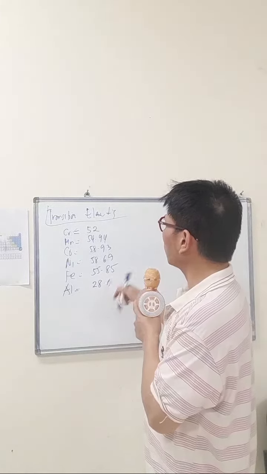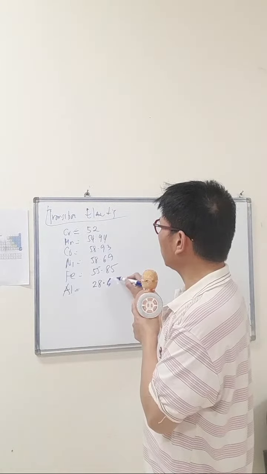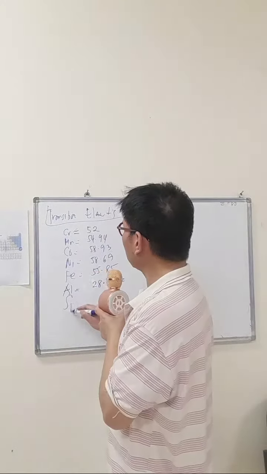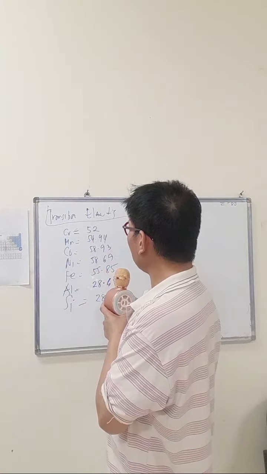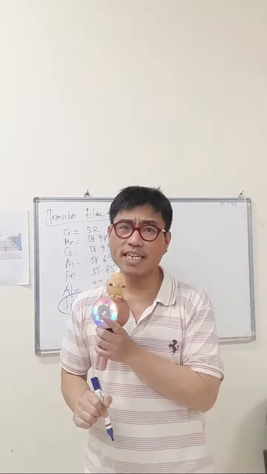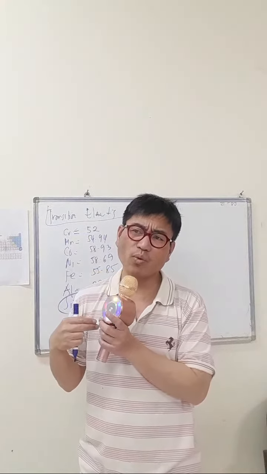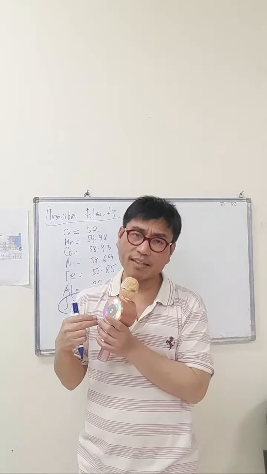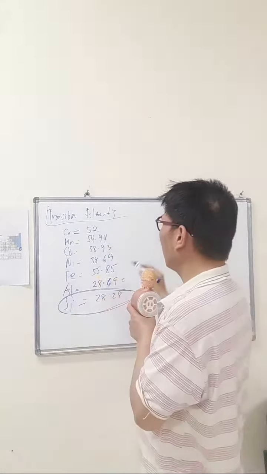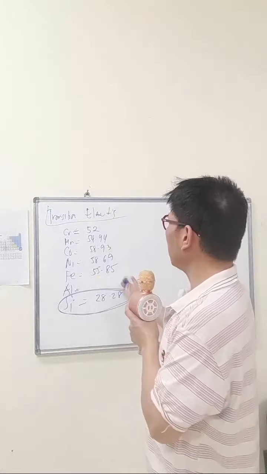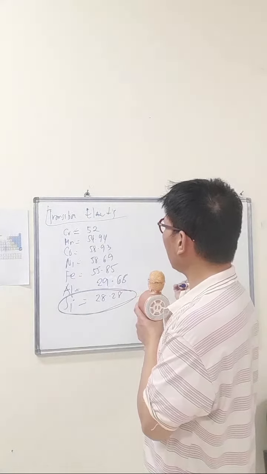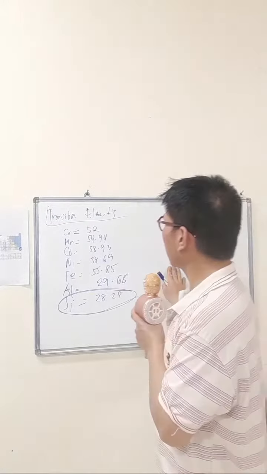28.69. And then silicon is 28.28. This is the basis of our sand in the soil. And this is combined with oxides to produce silica, the main component of cement. And this one is 29.68. Is that right? Okay, correct.